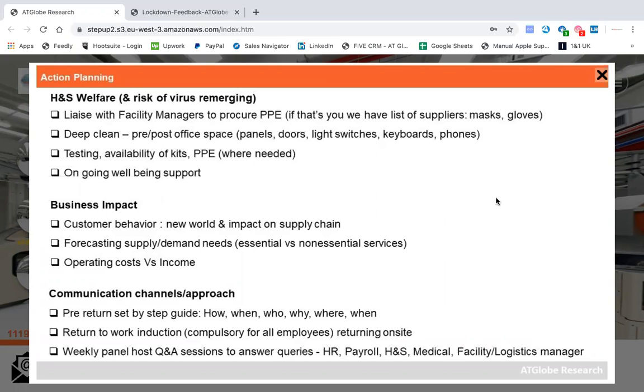And then lastly, the other piece that I would do around that communication piece is a weekly panel hosted Q&A session to answer questions and queries right across the business. On that panel, I would include people like HR, payroll, health and safety, medical, facilities management, a CMO if you have one. You know, rotate it. They don't have to all be on the same panel at the same time. It can be week by week.